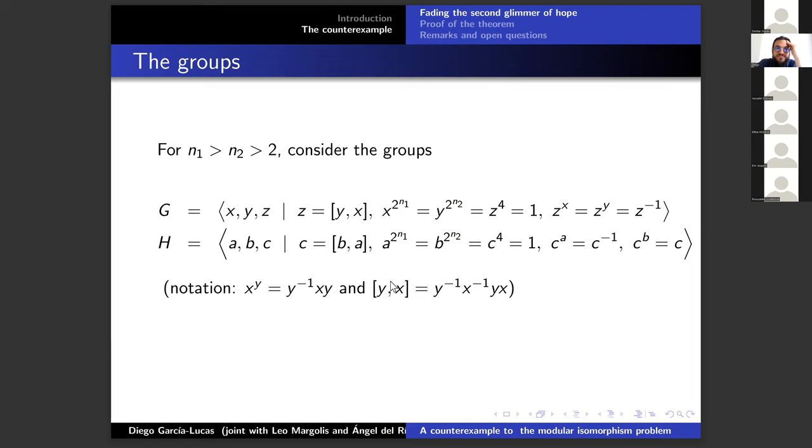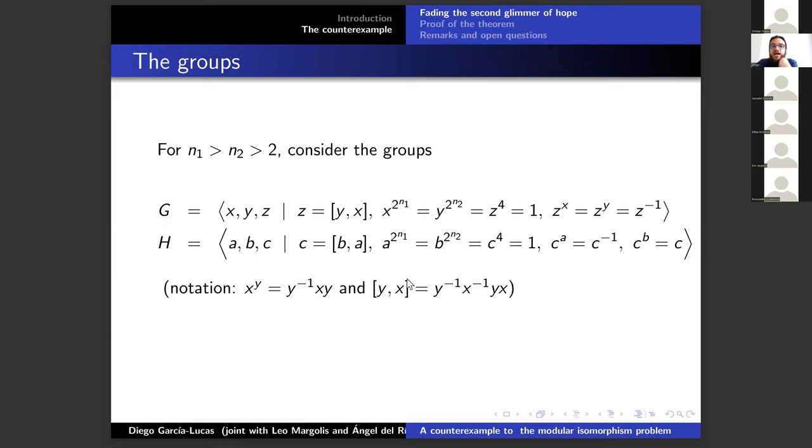Now we are ready to present the groups of the counterexample. Let n1 and n2 be two integers with n1 greater than n2 and n2 greater than 2. And consider these two groups here. Here the notation exponentiation by y means the conjugate of x by y, and the commutator are taken this way.